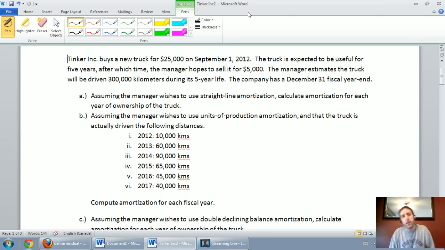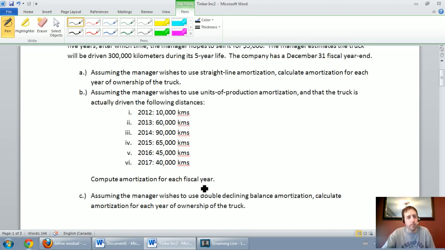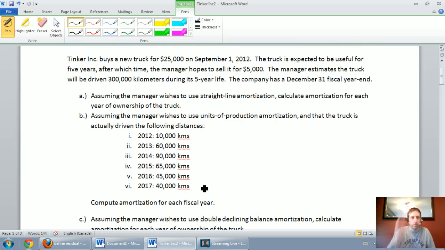The final method we're going to learn is outlined here in Part C. Again, it's the same question we're doing. We've done Parts A and B. We're just going to look at Part C now. The final method we're going to learn is called double declining balance.